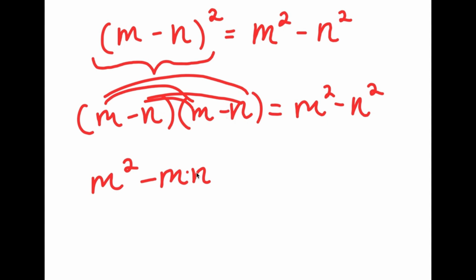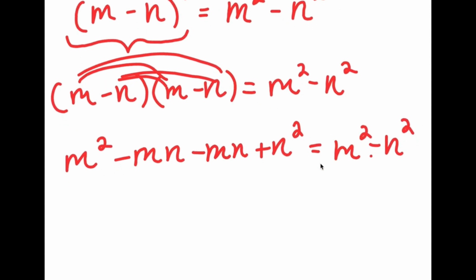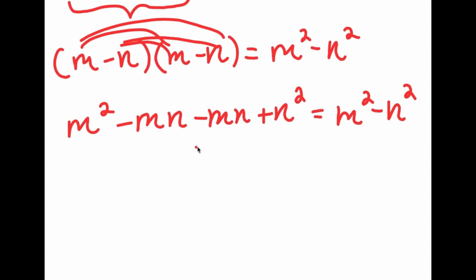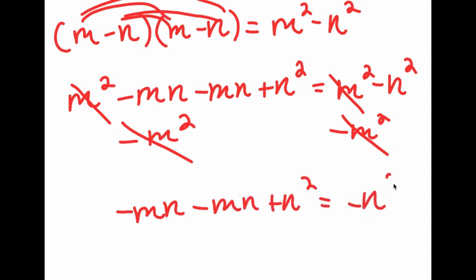Negative n times m is negative mn, and negative n times negative n is positive n squared. So I have this is equal to m squared minus n squared. Now, I can do a few things here. I can first start by subtracting m squared on both sides, so this way these two m squares cancel out. And now I'll be left with negative mn minus mn plus n squared is equal to negative n squared.